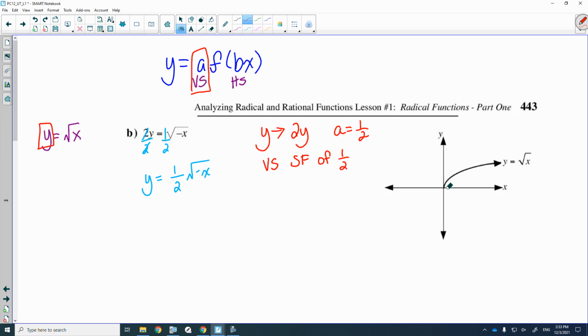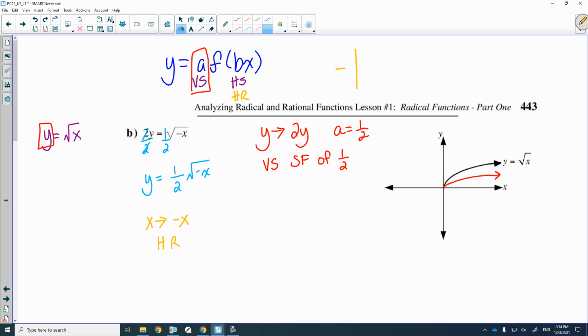So this graph here, instead of stretching it up, it's going to be stretched or compressed down half the size. So the new graph would look like that after the stretch. Then we have a reflection happening. So the reflection is an x replacement, so x comes out and negative x goes in. That is going to be a horizontal reflection.